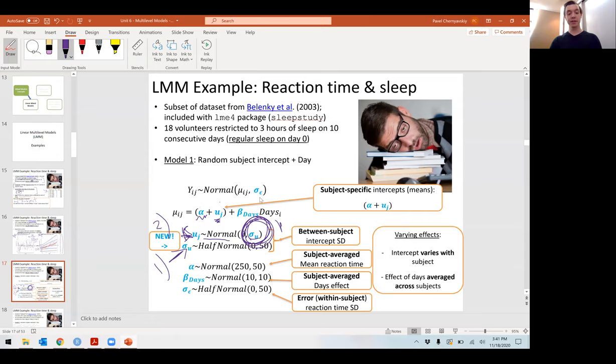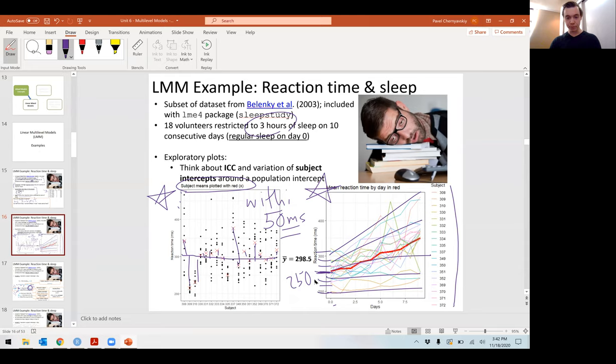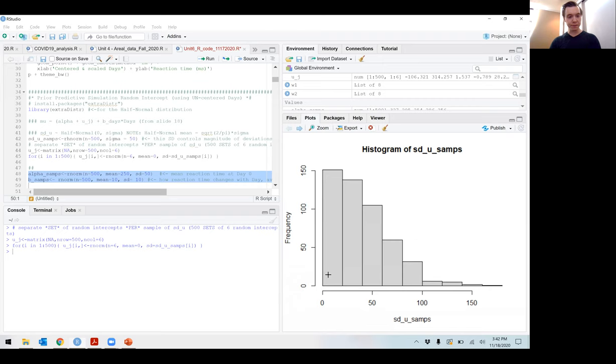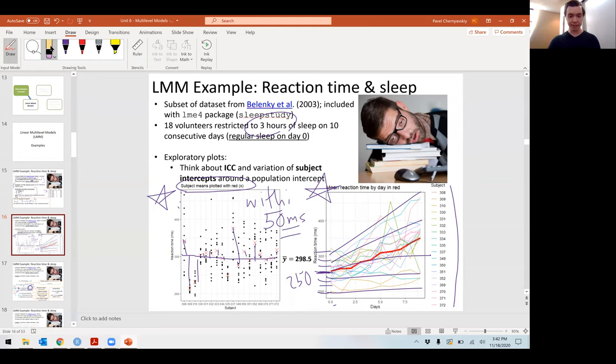This intercept right here describes what's happening on day zero. So the average there is at 250. I'm picking 50 as a pretty reasonable number. And look, I am not centering and scaling my covariate. And so here I can get rid of some of these lines.